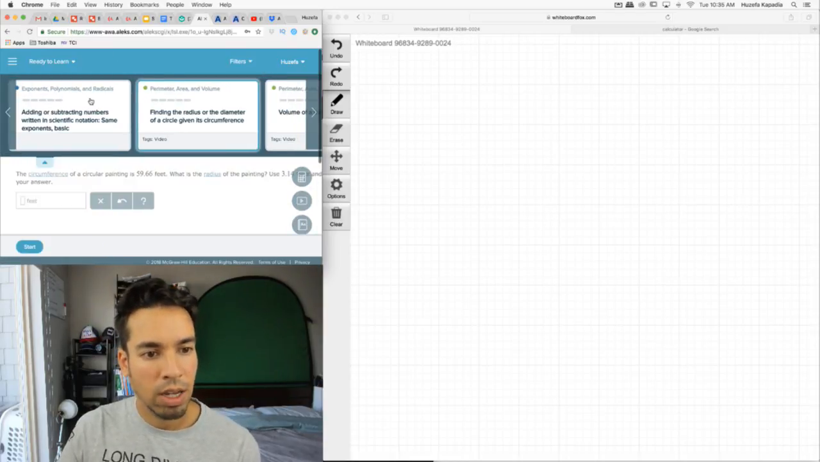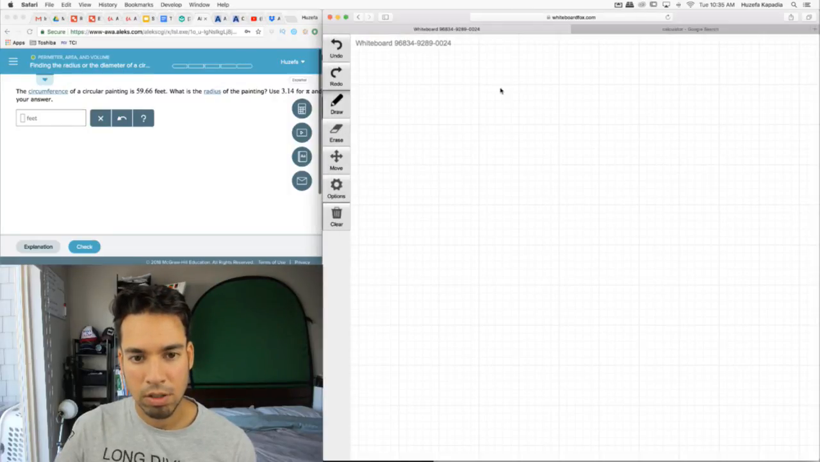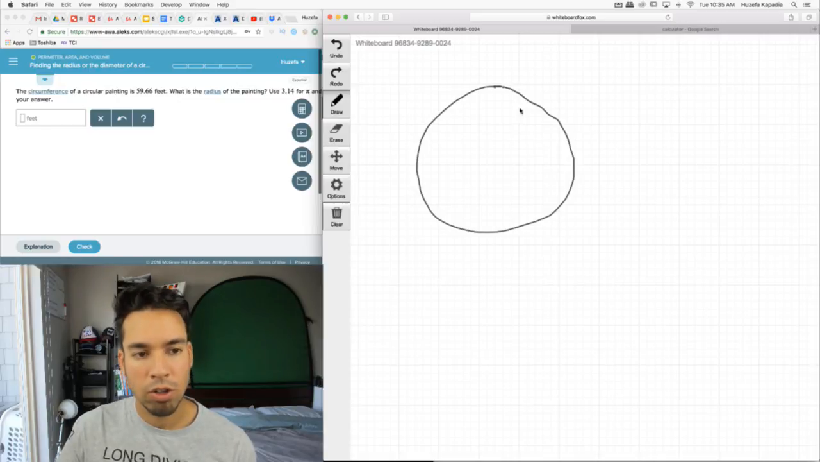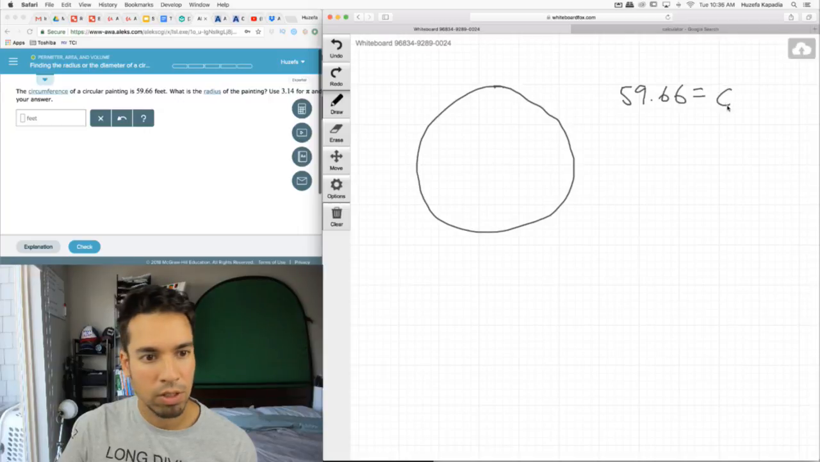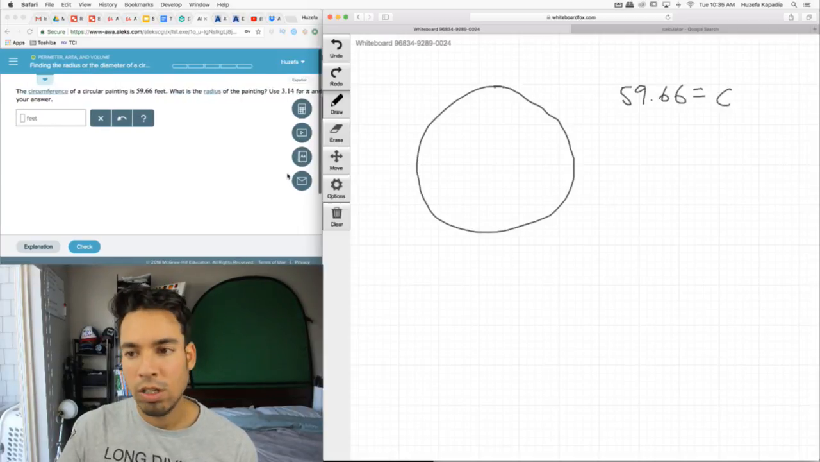Finding the radius or the diameter of a circle given its circumference. So I'm going to draw out a circle here. So the circumference of a circular painting is 59.66. That's the circumference. What is the radius of the painting?